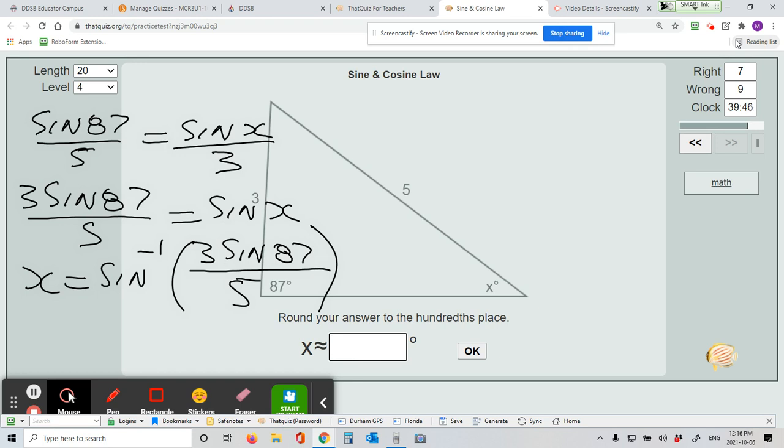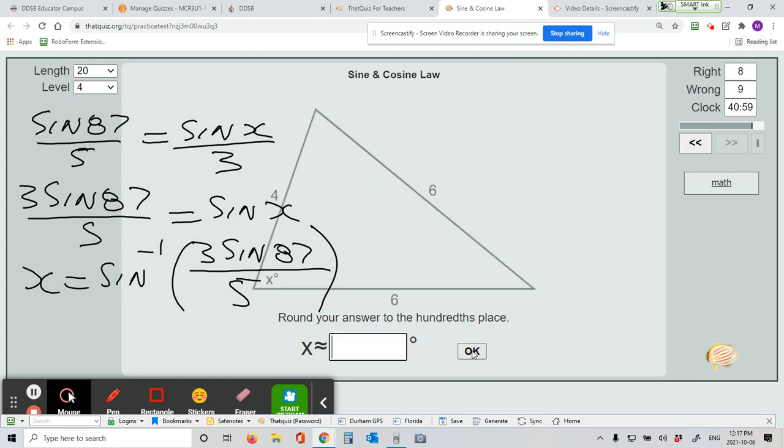So sine to the minus 1 of 3 times the sine of 87 over 5. If you get the same answer, we're just going to go with what you say. We're just going to tell Atifa, we're just going to go in a different direction. I'm going to put that in. Our goal is to get an answer which makes this become 8, which it did.